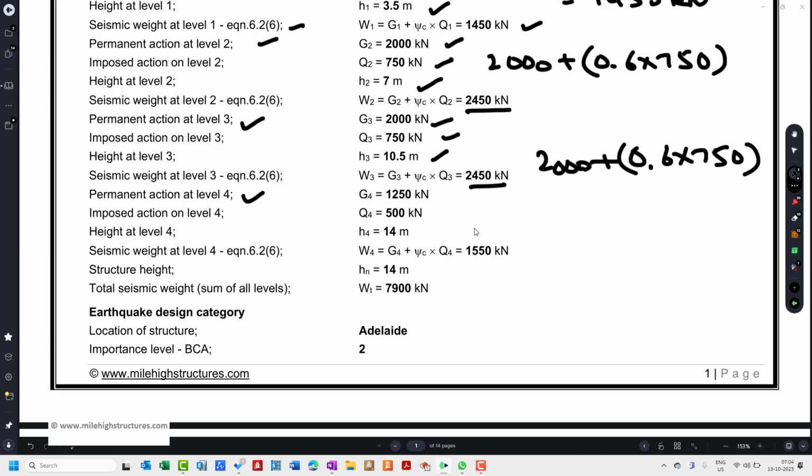Similarly, the permanent action at level 4. Let us assume G4 is 1250 and the imposed action is 500. So 1250 plus 0.6 times 500.